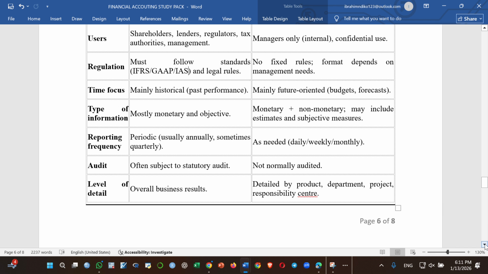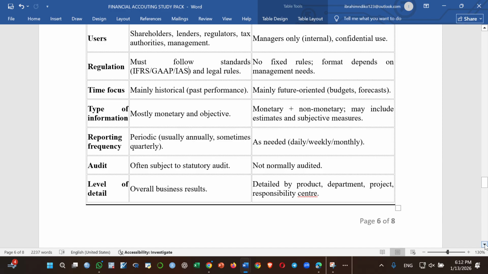Let's go to the next item, auditing. For financial accounting, auditing is a requirement. It is a requirement to do an audit for financial accounting. For management accounting, auditing is not a requirement. You are not required to do any form of auditing unless you just want to do it, but it is not a requirement.